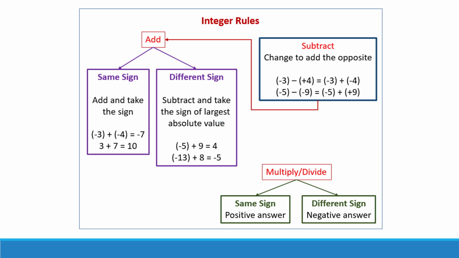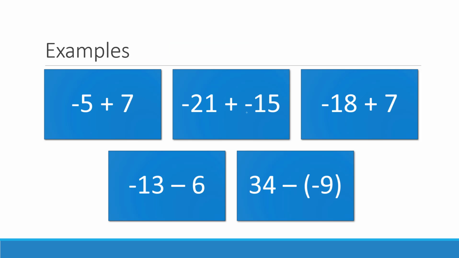So this is just a summary of the integer rules, so you can print this out for your reference. Let's take a look at some examples. -5 plus 7, the signs are different. Now I always want to subtract, so my answer in this case is going to be 2. I have more positives than I do negatives, so it's going to be a positive 2.